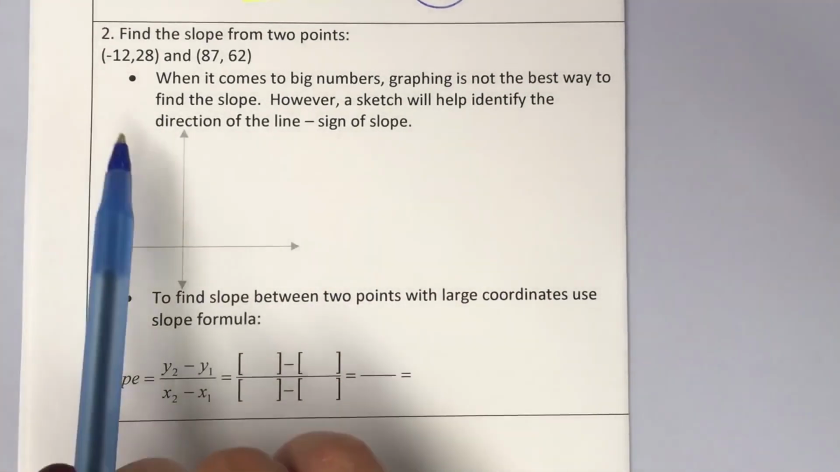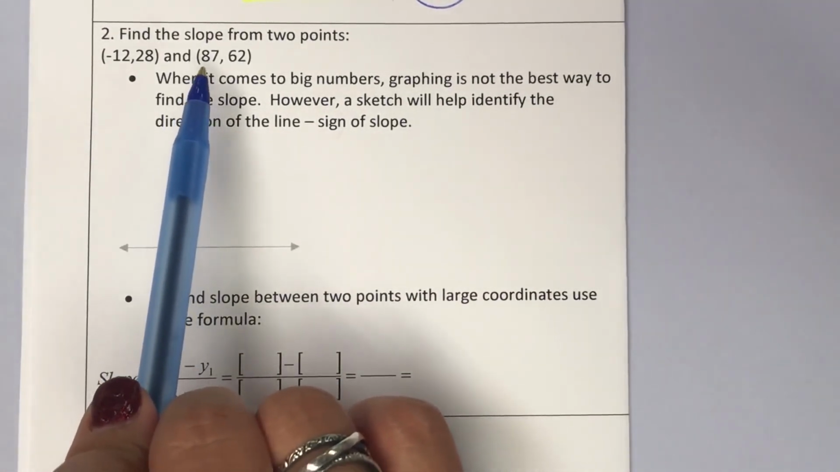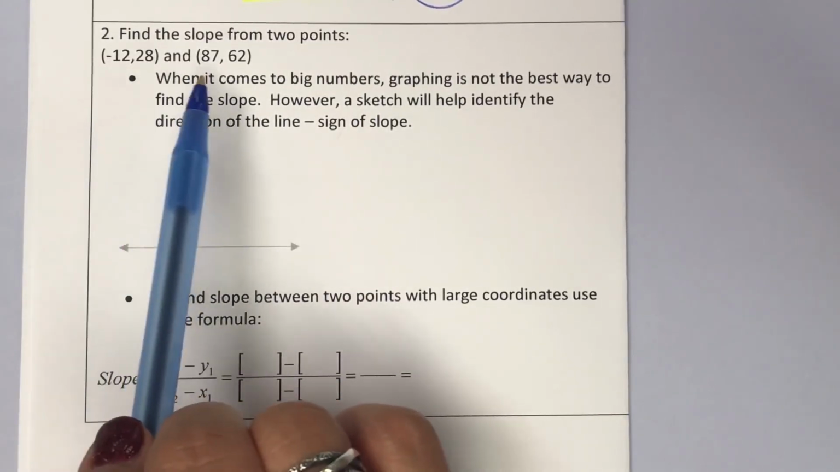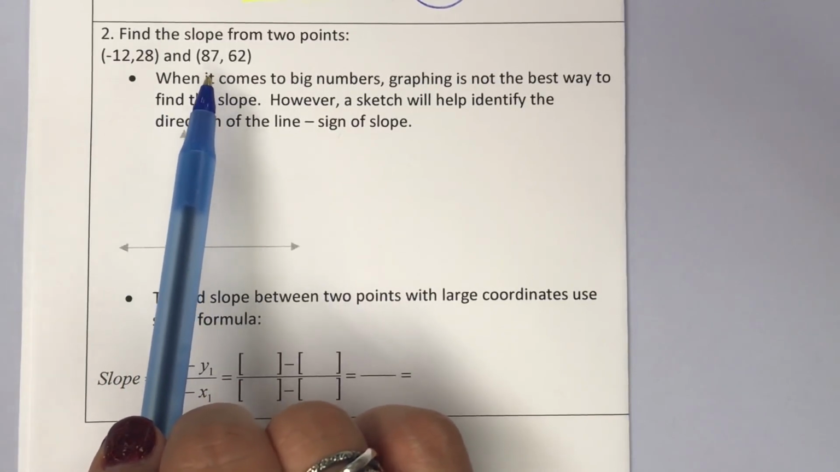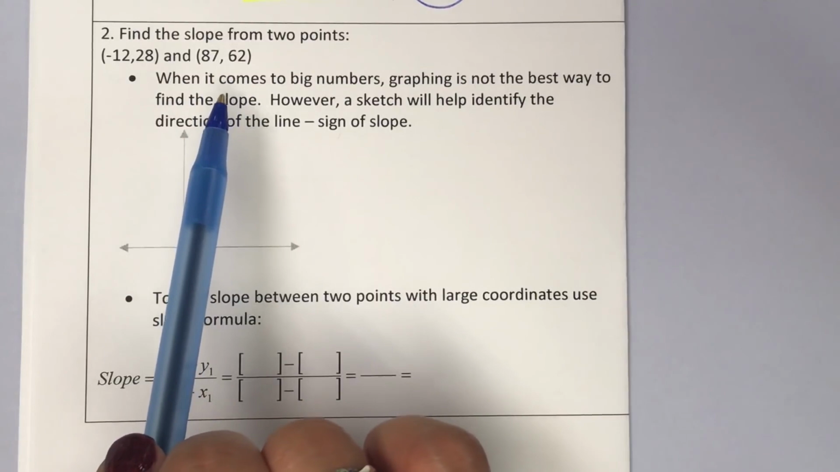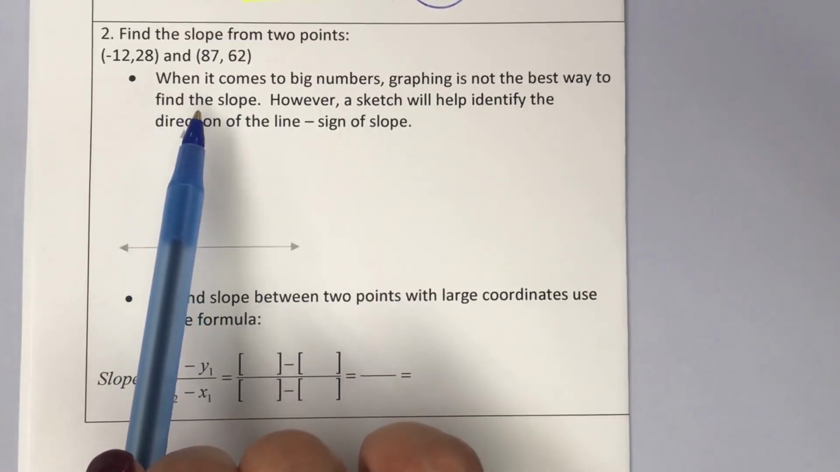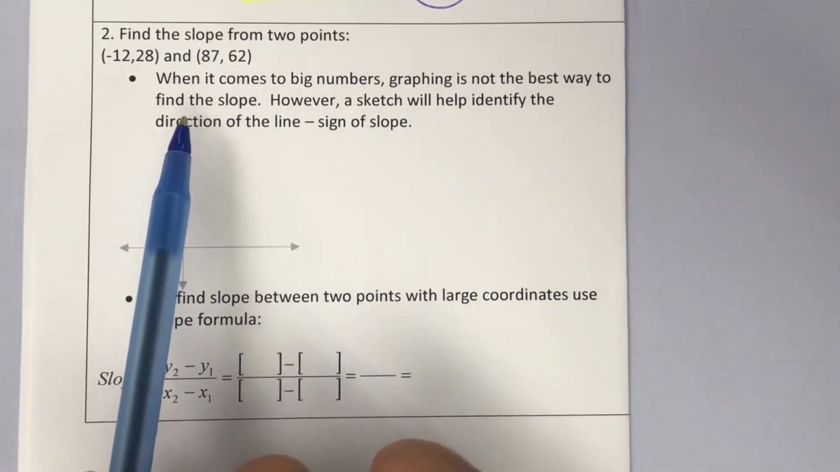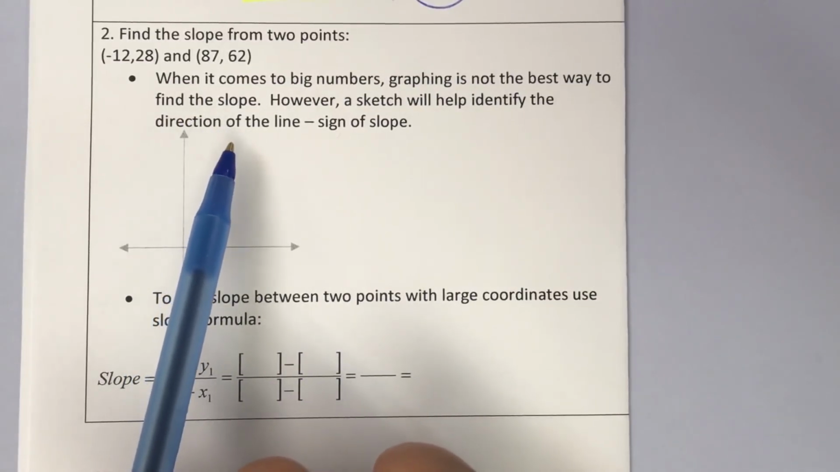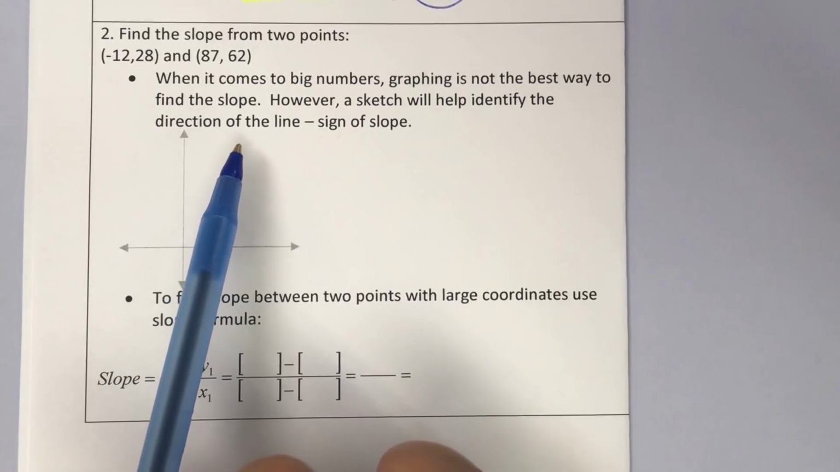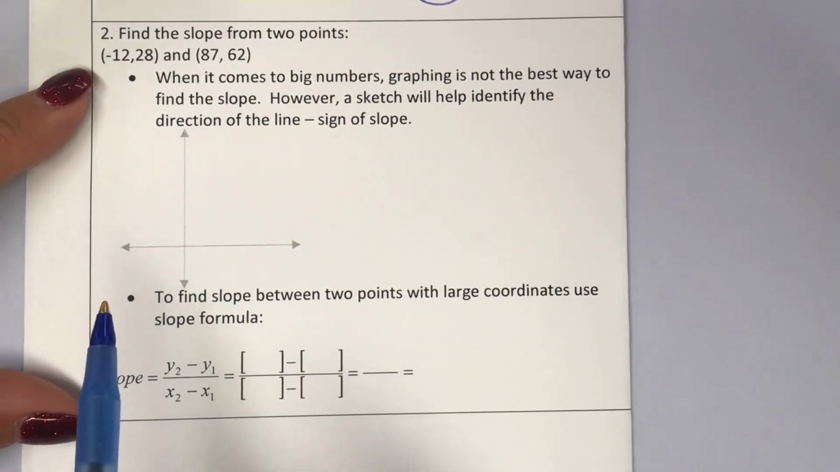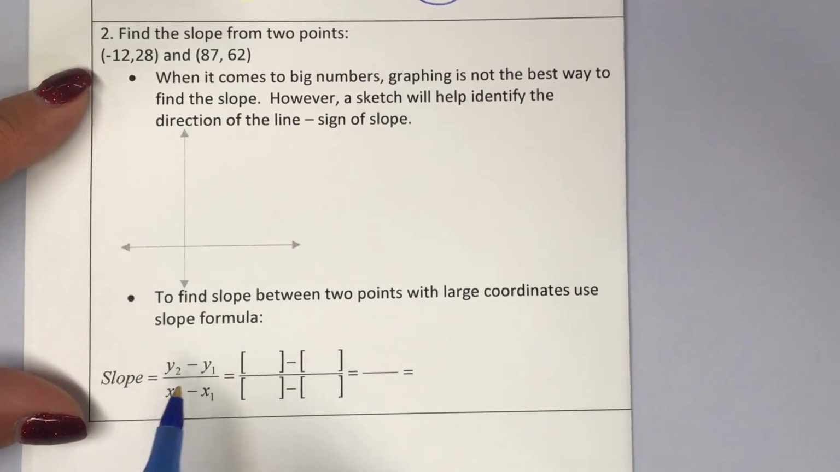To find the slope between 2 points when the numbers are big, this is when the formula is efficient, because when the numbers are big, you would not draw them on the coordinate plane and then count how much is the vertical and how much the horizontal distance. So when it comes to big numbers, graphing is not the best way to find the slope. However, a sketch can help identify the direction of the line, which at least can help with the sign of the slope. And then estimating or working with the numbers becomes a little bit easier.